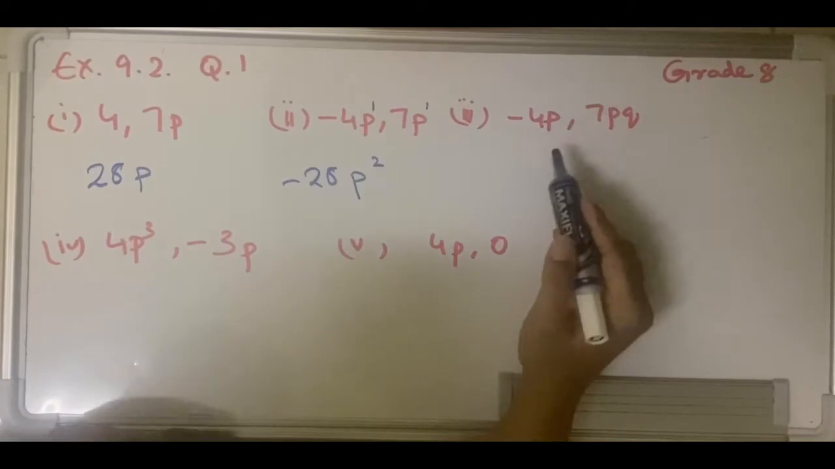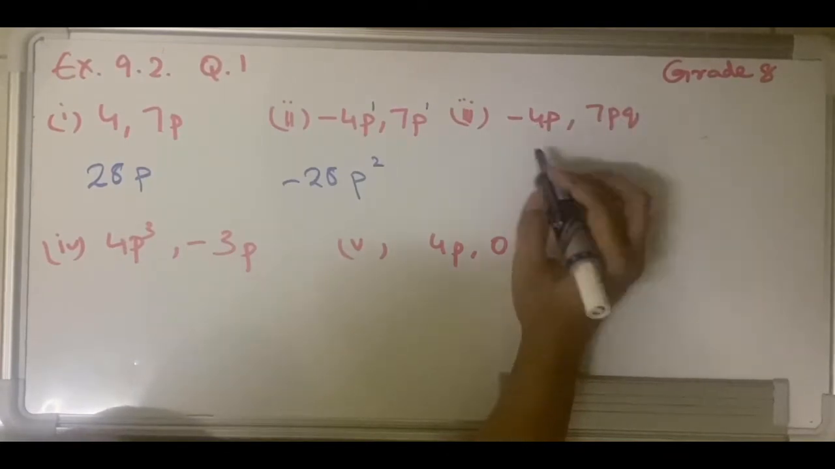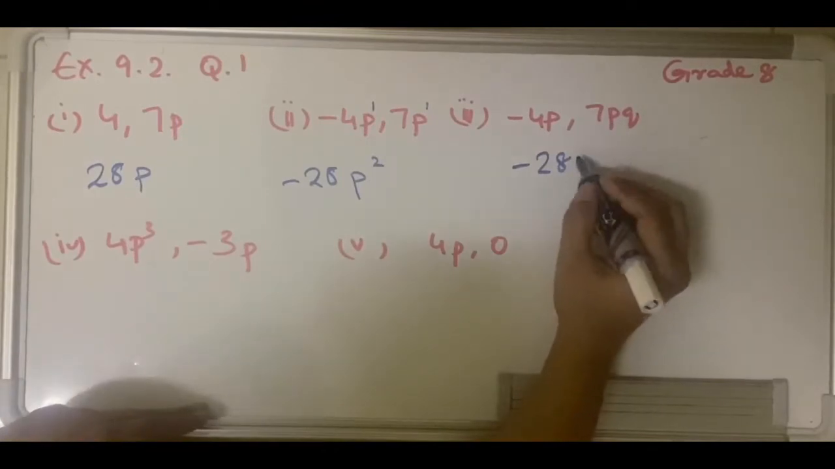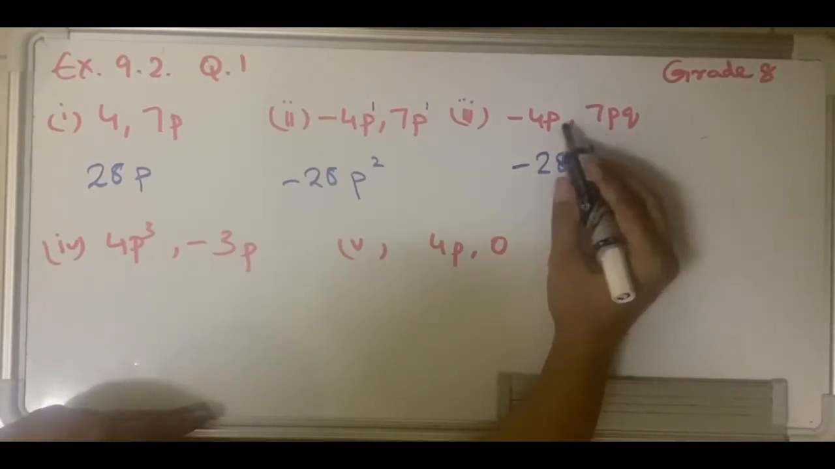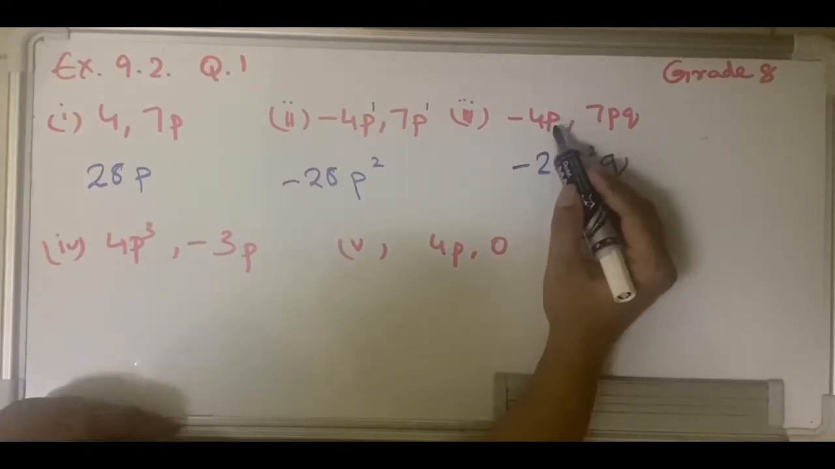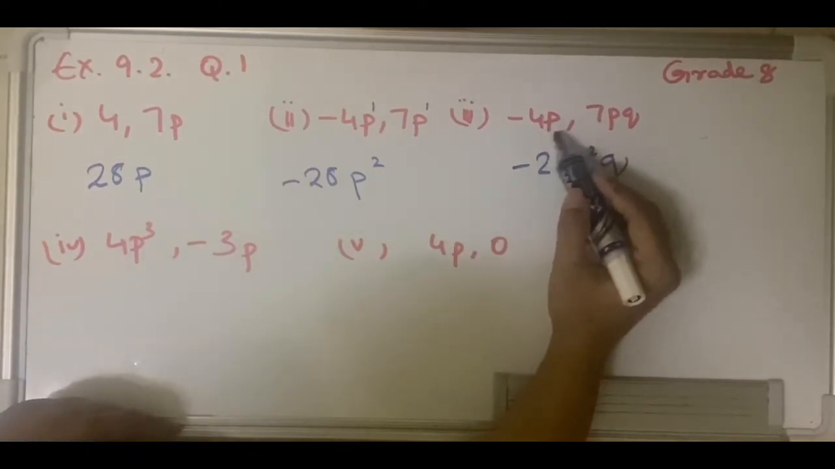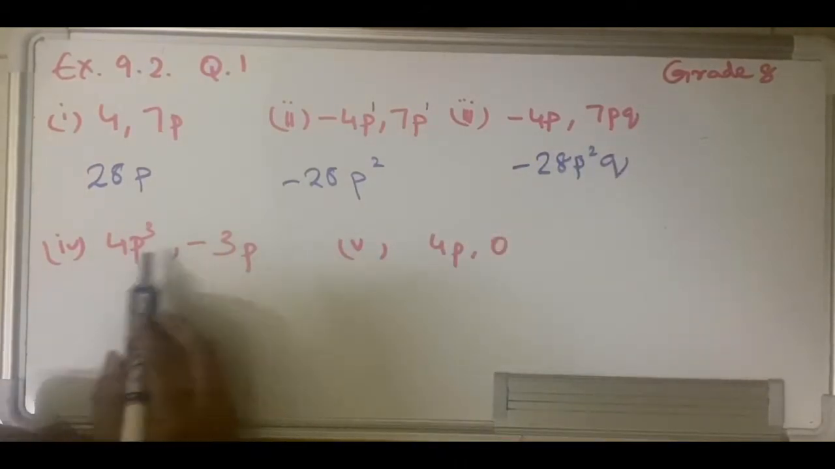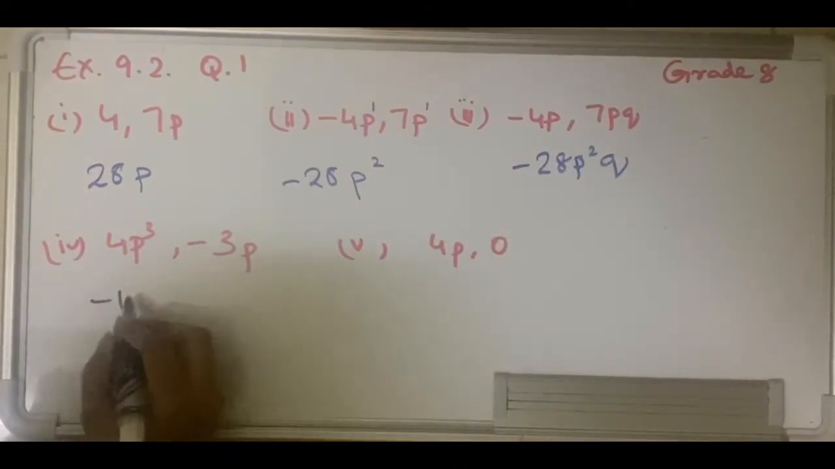And when it comes to this question, it's again minus 4 times 7, which is minus 28. You have p times p, which is p square, and you have 2 times 1, which is q, because you don't have any other q variable here in this first monomial. Clear? This one we have 4 times minus 3, which will be minus 12.